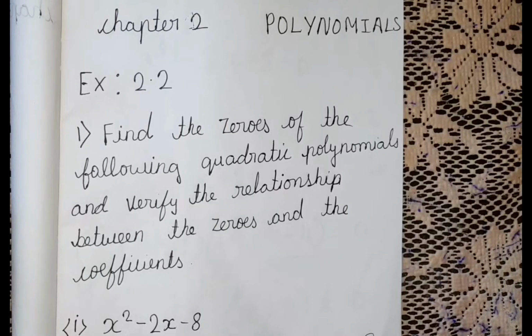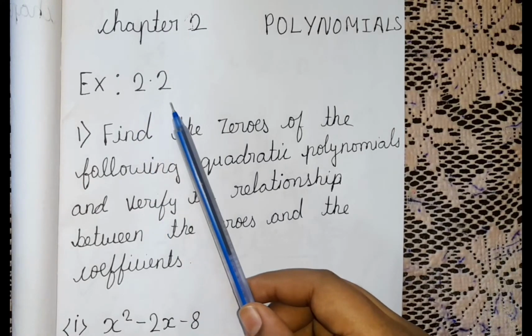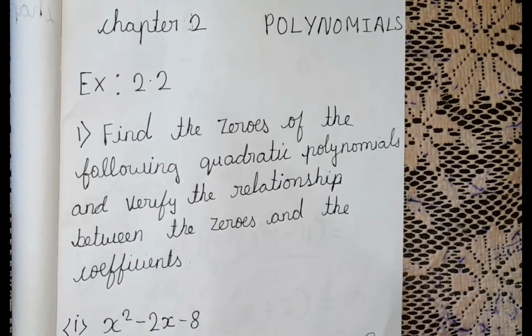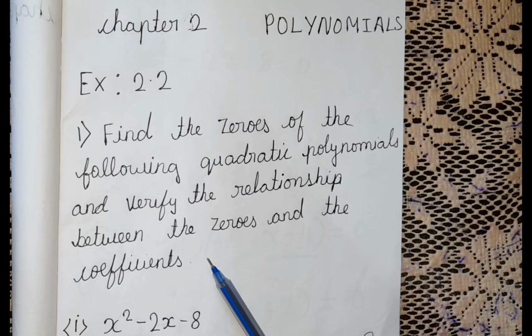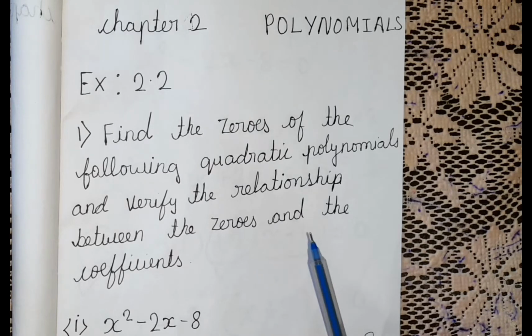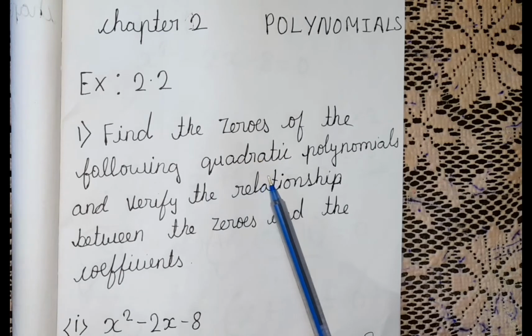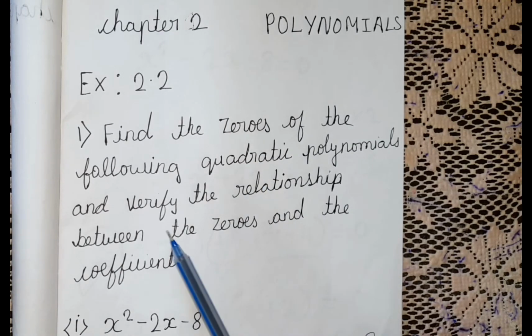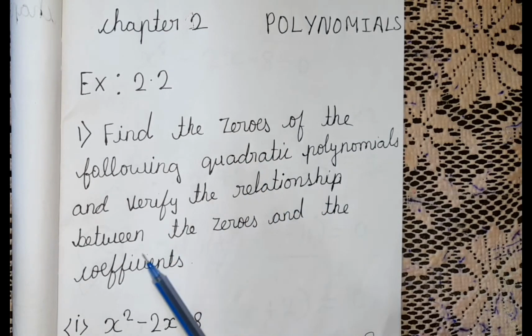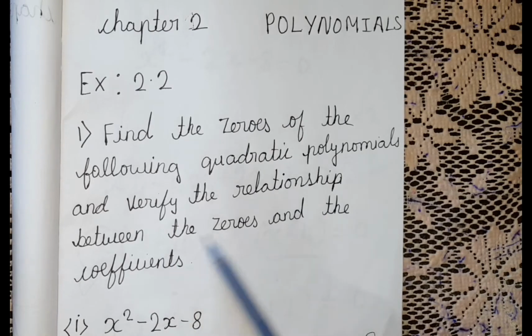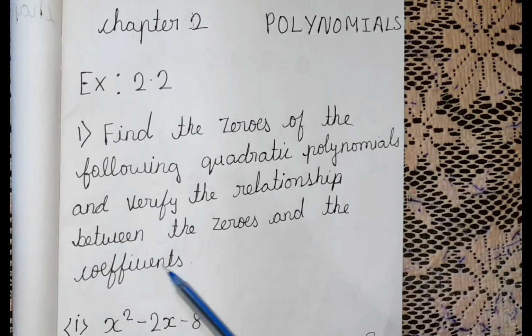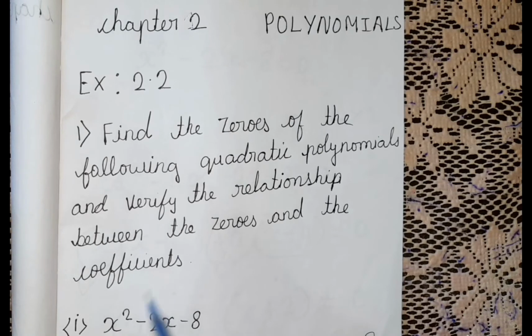Today we are going to be learning exercise 2.2, first question, first subdivision. This is the first question and we are going to be solving it by finding the zeros. First of all, let's read the question. The question is, find the zeros of the following quadratic polynomials and verify the relationship between the zeros and the coefficients. So here also we should find the zeros and its coefficients.